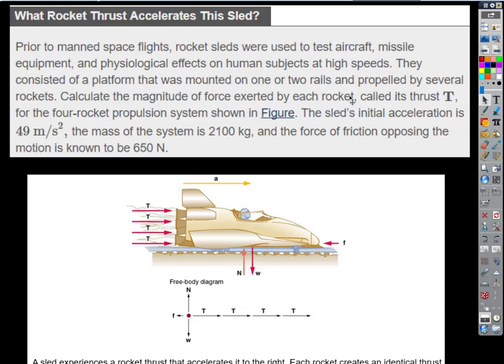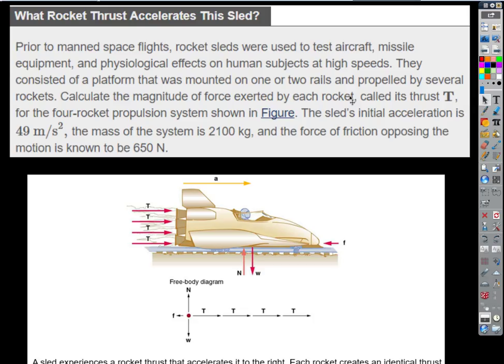So really high acceleration. The mass of the entire system is 2,100 kilograms. And we know that the force of friction that was opposing the sled was about 650 newtons. Okay? So what do we want to find here? We're trying to find the force. What's it asking for? Magnitude of the force exerted by each rocket. Okay? We want to find the thrust exerted by each rocket. So what can we do?